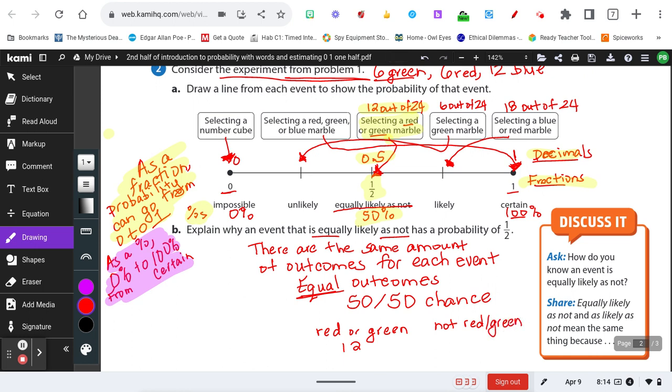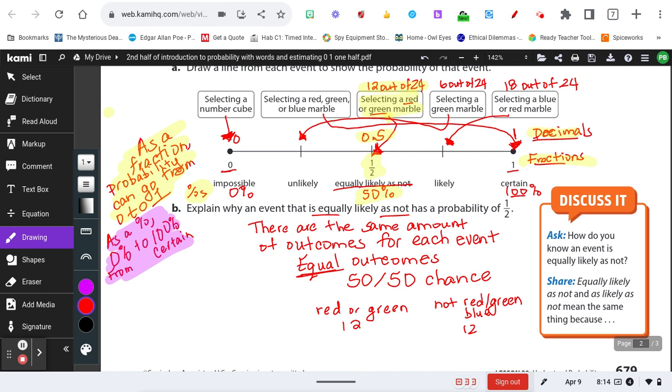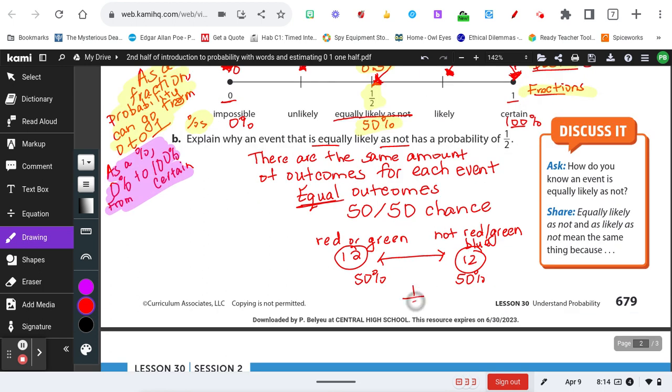If it's not red or green, it means it's blue. It's also 12 of those. So it's the same amount of outcomes in each event. So that's a 50% chance here, 50% chance there. A 50% chance is just 1/2. Half and half.